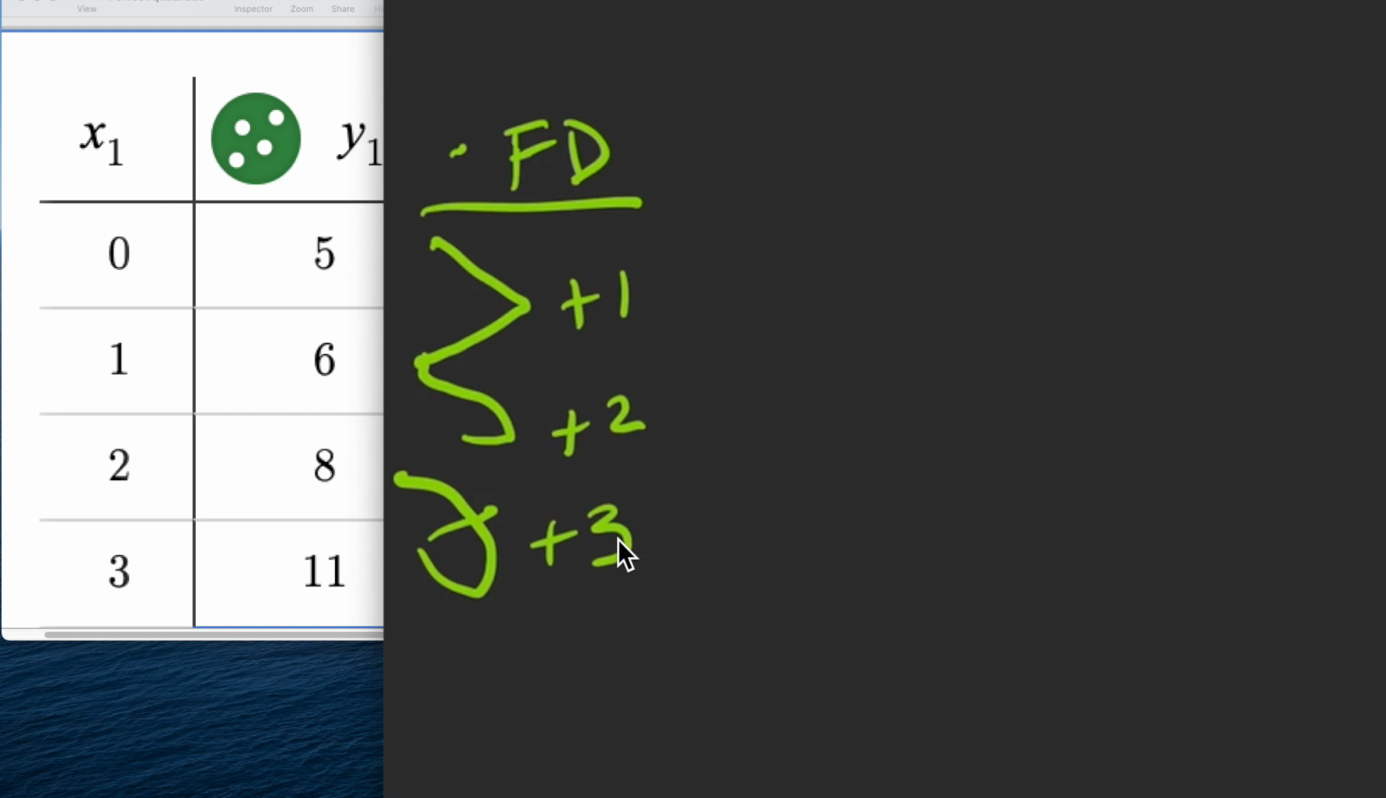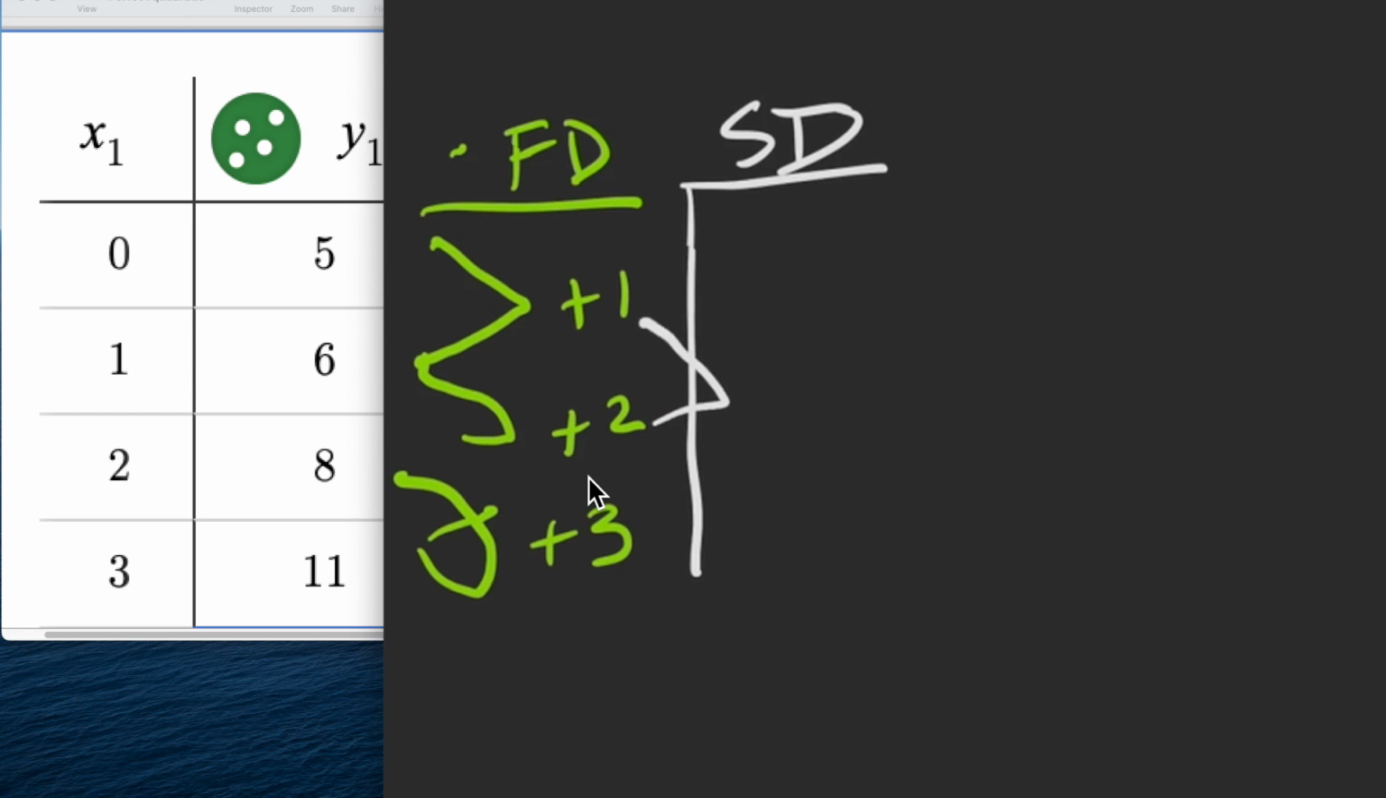The next thing we do, folks, is we look at the second difference. We do the same thing with the second difference. We do this minus that, which is going to be +1. This minus that, which is going to be +1. And we see that the second difference is the same. It's consistent. That means this is going to be a quadratic function.